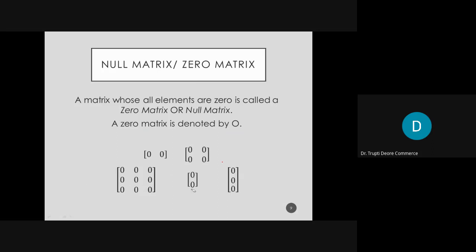Then it's a 2 by 1 matrix, that is 2 rows and 1 column, and all elements are 0. Then it's a 3 by 1, that is 3 rows and 1 column. All elements are 0, so it is also called a zero matrix. So a zero matrix means all elements in the matrix are 0, and it is always denoted by capital O. So O is equal to this matrix, and it is a zero matrix.